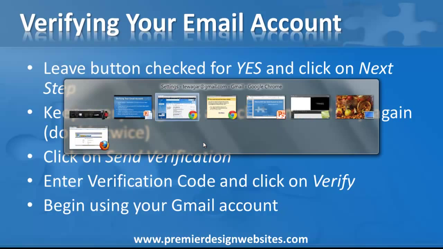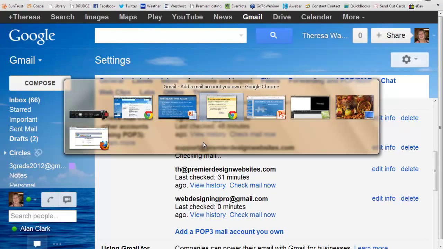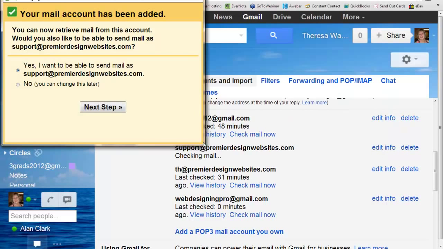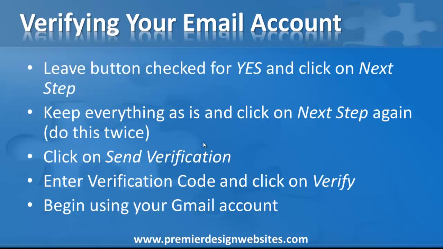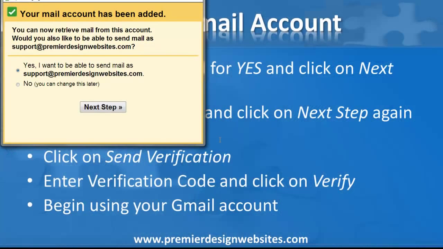So let's go back to our little yellow box here. Oops, no, we're going to talk about what we're going to do. Sorry. So we're going to verify your email account so that you can send out through Gmail. What we'll do is leave the button checked for yes and click on next step. Then we're just going to leave everything as it is and click on next step twice. Then click on send verification, get our verification code from our email, and then we can begin using the Gmail account.